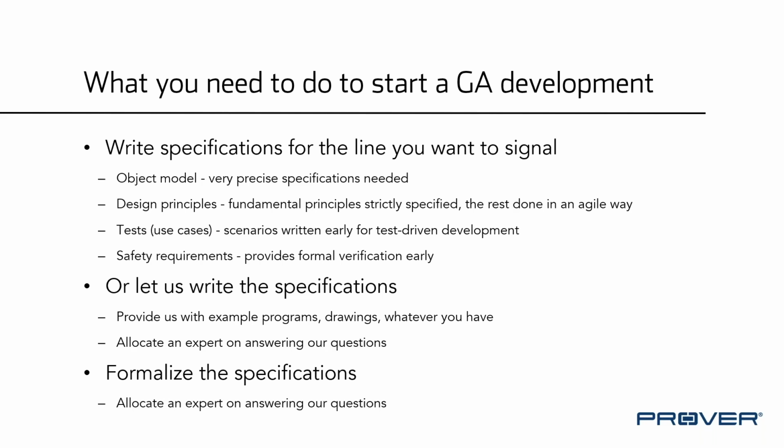Then, if you want a full signaling automation tool like I've been showing today, you need to formalize the specifications in a logic language. Again, we can do this for you, and you need to allocate an expert who can answer all the questions that arise. Because when you formalize specifications, you need to sort out all the corner cases, things that you normally don't think about when you do normal design, unless these corner cases actually show up in the interlockings you are working with.